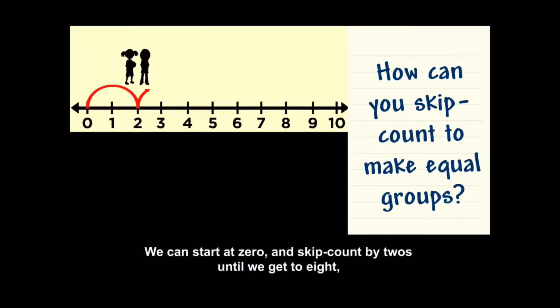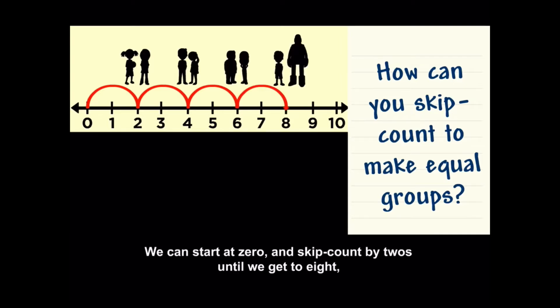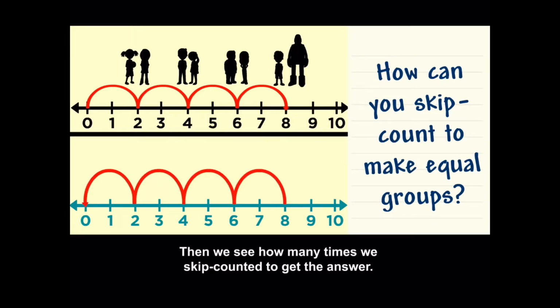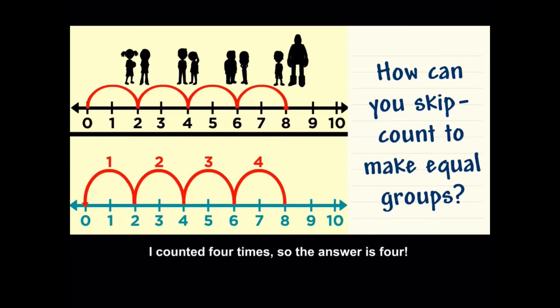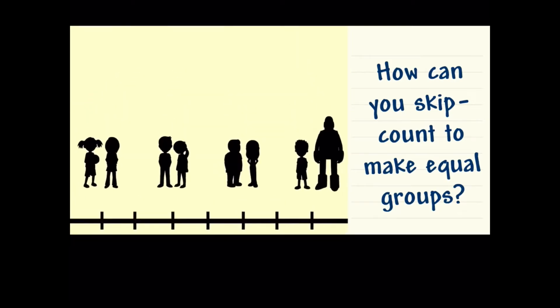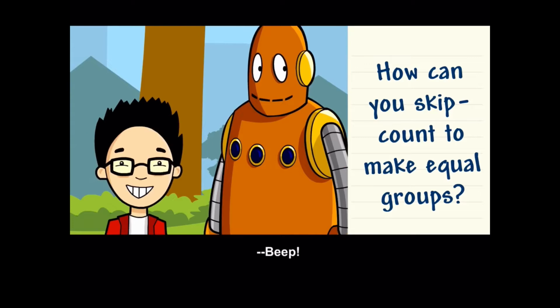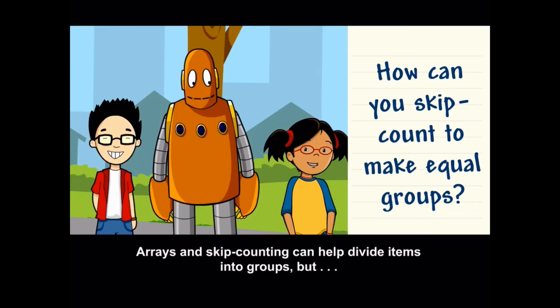We can start at 0 and skip count by 2s until we get to 8. Or we can start at 8 and count back by 2s until we get to 0. Then we see how many times we skip counted to get the answer. I counted 4 times, so the answer is 4. That means we can have 4 teams with 2 people on each team. Arrays and skip counting can help divide items into groups.